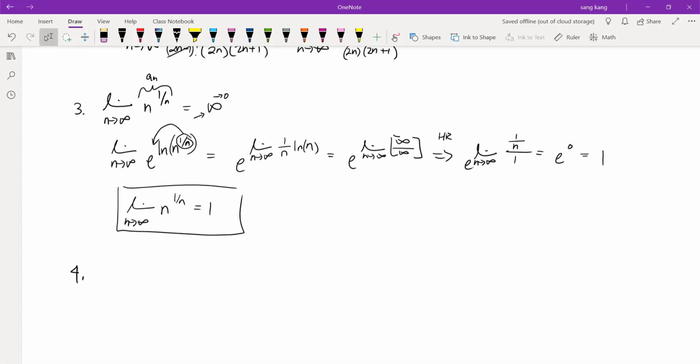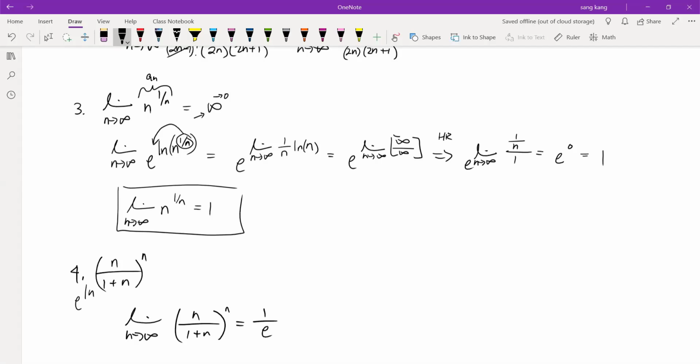Also, there's another case. If you had the sequence (n over 1 plus n) to the n, you could use the same technique, e to the ln, right? And then take the limit. And you'll find that this one will reduce to one over e. So just use the same technique for that one. I don't want to spend time on this one since we just went over that technique.